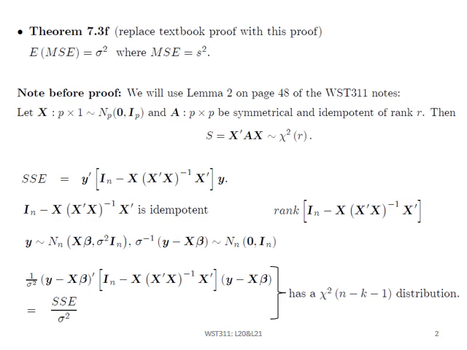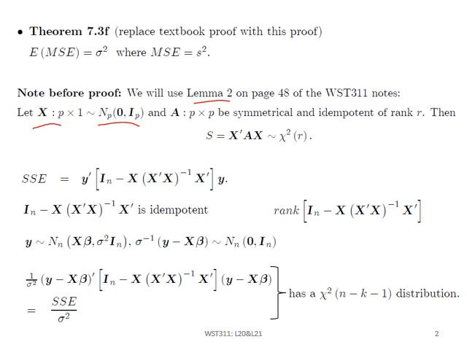To prove that the expected value of the mean square error equals sigma square, we will not follow the proof in the textbook, but instead we will make use of lemma 2 from the WST 311 notes. This lemma requires two main components. Firstly, that we have a random vector x which follows a multivariate normal distribution of dimension p with an expected value 0 and a covariance matrix equal to the identity matrix.